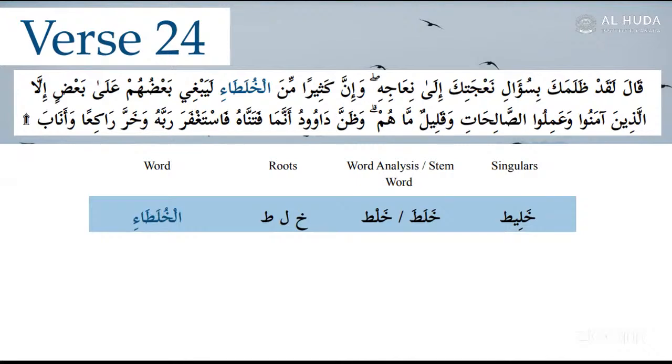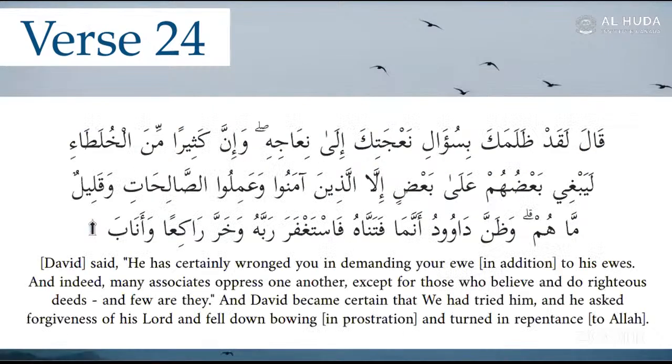إِلَّا الَّذِينَ آمَنُوا وَعَمِلُوا الصَّالِحَاتِ, except for those who believe with their hearts and do righteous deeds with their jawarih, their limbs. وَقَلِيلٌ مَّا هُمْ, and few are they who don't oppress others. So we have the qalil and the kathir. Kathir oppress others, and qalil don't oppress others. And the qalil who don't oppress others are described as those who believe and do righteous deeds. So the believer who performs righteous deeds does not commit injustices because of his iman and amalun salih.